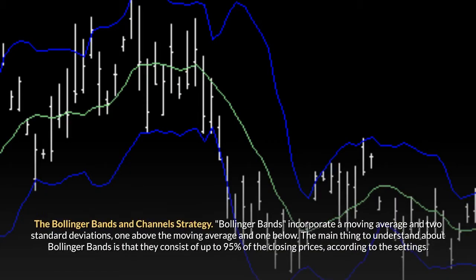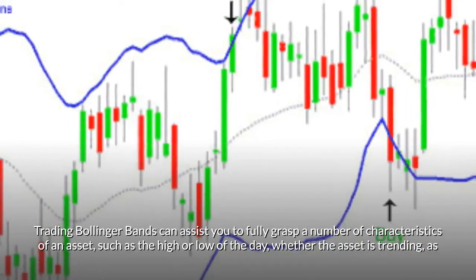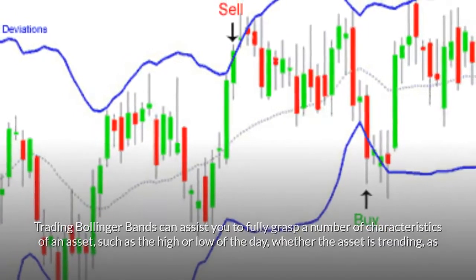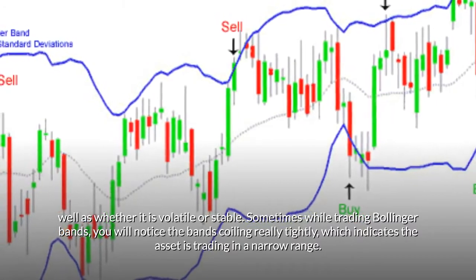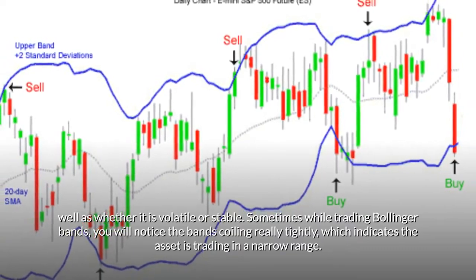The Bollinger Bands and Channel strategy. Bollinger Bands incorporate a moving average and two standard deviations, one above the moving average and one below. The main thing to understand about Bollinger Bands is that they consist of up to 95% of the closing prices, according to the settings. Trading Bollinger Bands can assist you to fully grasp a number of characteristics of an asset, such as the high or low of the day, whether the asset is trending, as well as whether it is volatile or stable. Sometimes while trading Bollinger Bands, you will notice the bands coiling really tightly, which indicates the asset is trading in a narrow range.